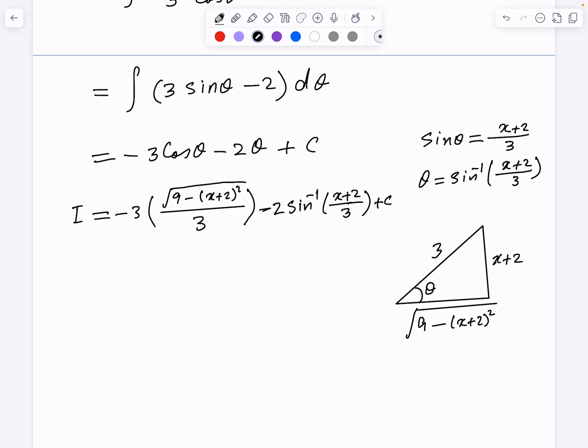So, and now we can cancel 3 with 3 to yield this one, I being equal to minus the square root of 9 minus x plus 2 whole squared minus 2 sine inverse of x plus 2 over 3 plus c. So this is the answer.